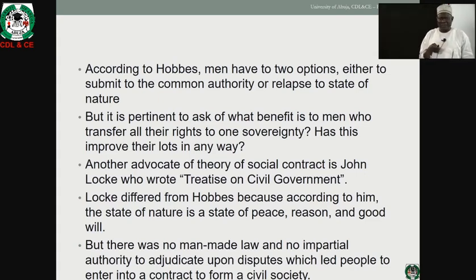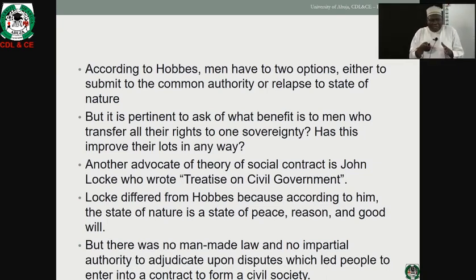Locke differed a little bit from Hobbes, because according to him, the state of nature is a state of peace, reason, and goodwill. This is different from Hobbes' conception of the state of nature, which he said is characterized by war, by force. The state of nature is nasty, short, and brutish. Here, Locke said, no, Hobbes got it wrong, the state of nature is characterized by peace, reason, and goodwill.